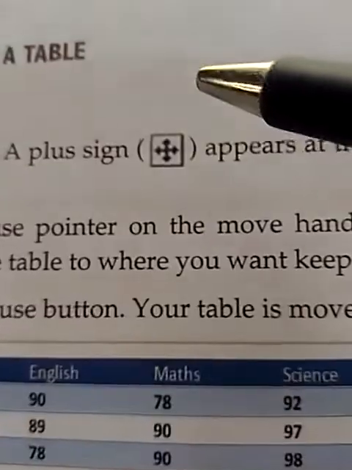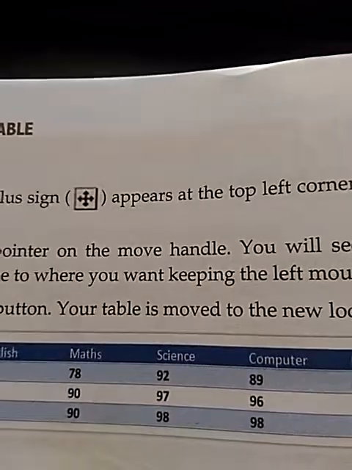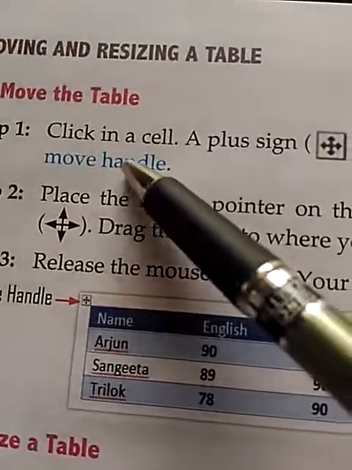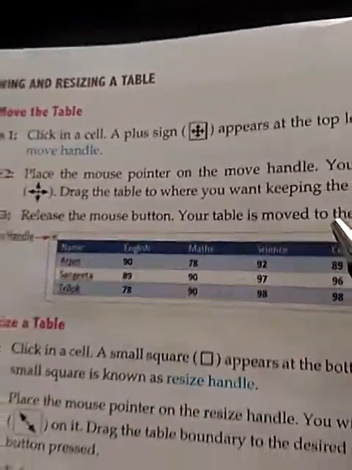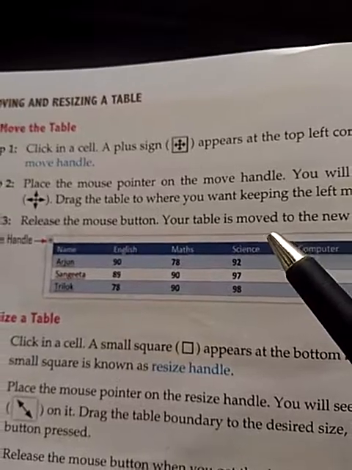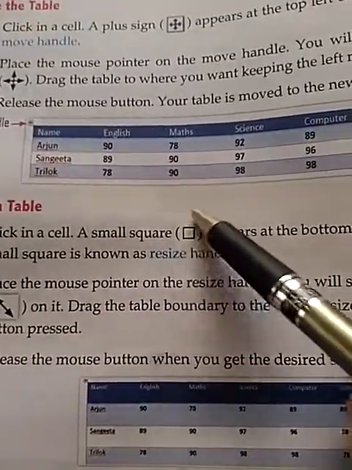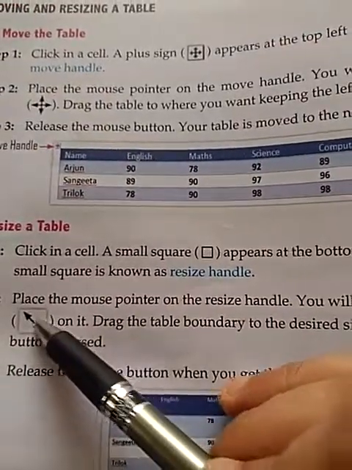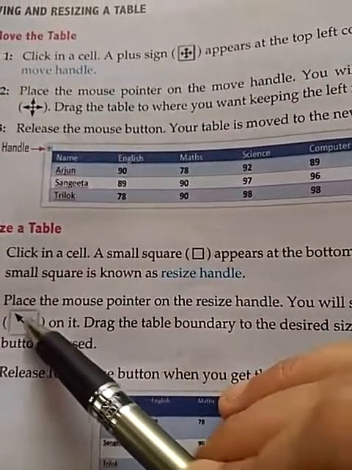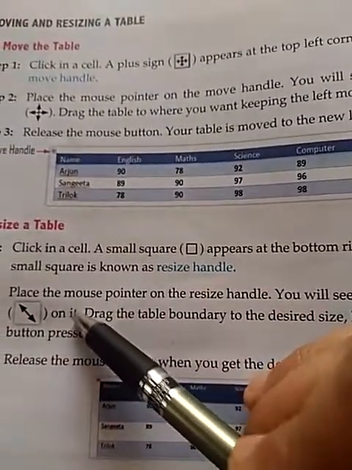So this plus option appears at the top left corner. It is a move handle. It helps us to move the table by simply dragging the mouse, and in the right hand corner you will find a small square box. It is the resize handle. If you drag your mouse by holding this button, your table will be resized. This is the resize handle.